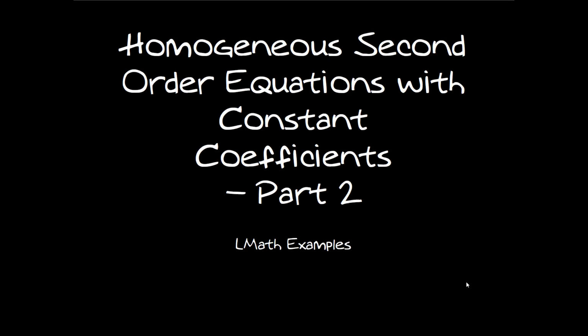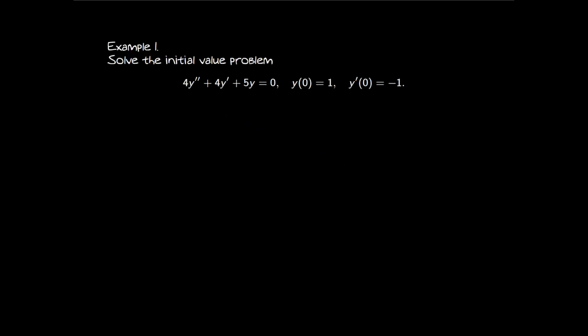In this video, we will see 4 examples of solving homogeneous second-order linear equations with constant coefficients by using the characteristic equations. Example 1. Recall that to get the characteristic equations, we need to change the derivatives into the corresponding powers.